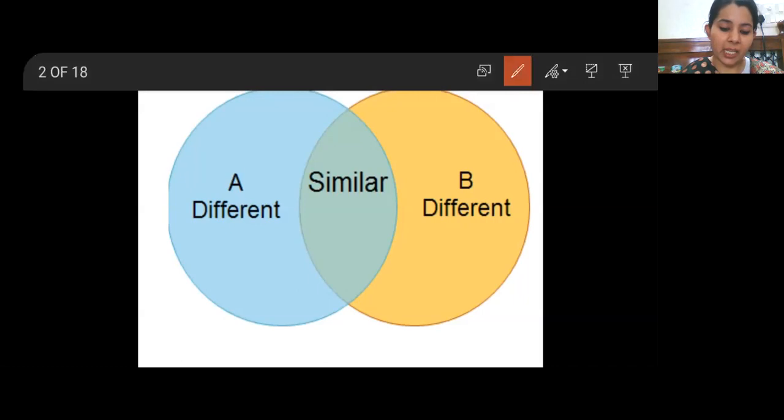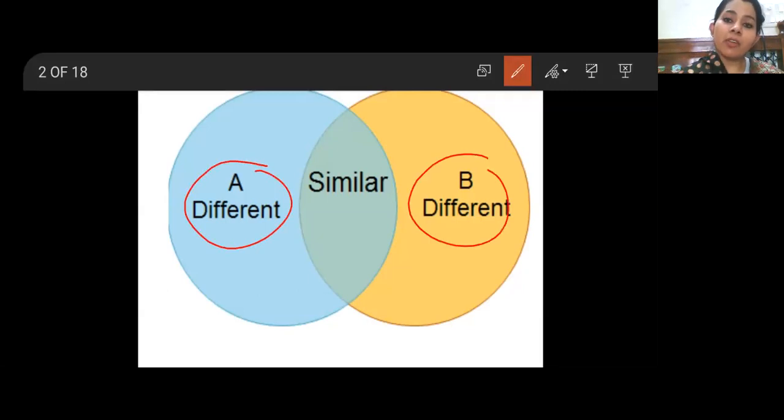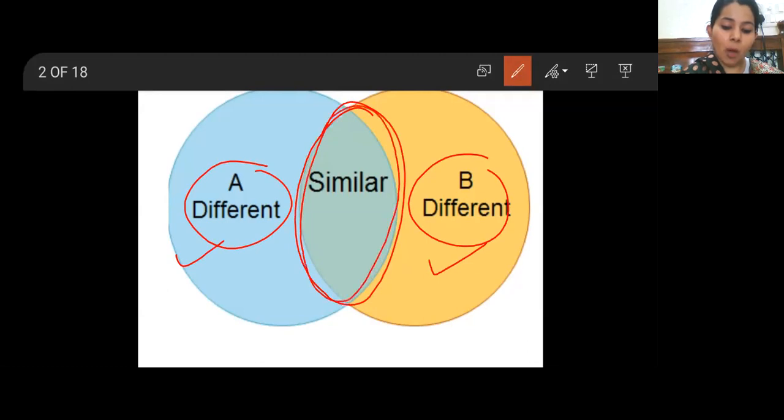So on your screen, there are two circles, that is A and B. Since I told you that Venn diagrams are giving you some information, the circle A, the blue circle, is totally a different information that is given to you. Circle B is giving you a different information. But in a Venn diagram, what is the most important thing? It is the area that is common between both the circles.